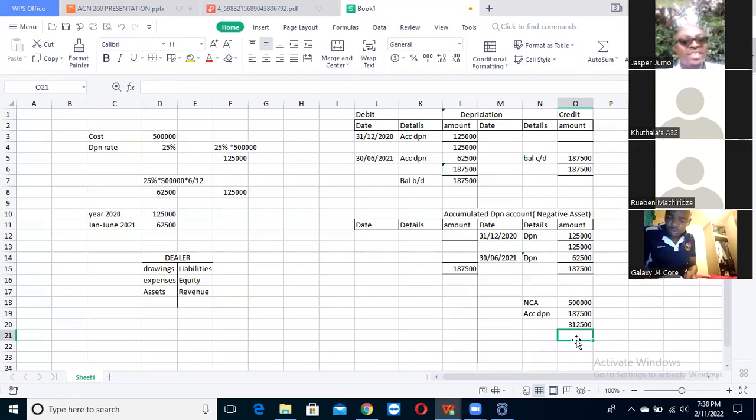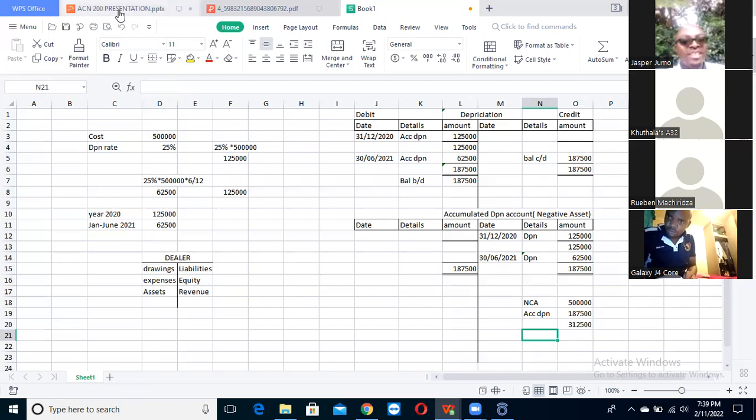So the accumulated depreciation is deducted from the cost of the asset. Why? Because we want to show the true and fair view of the business as at the reporting date. So our asset as we speak right now is worth 312,500. If we are going to sell it right now, we must at least get this amount. And if we get anything less than this, it means we have made a loss on the sale of the asset. And if we get anything more than this, we have made a profit on the sale of the asset. So that is just about it.